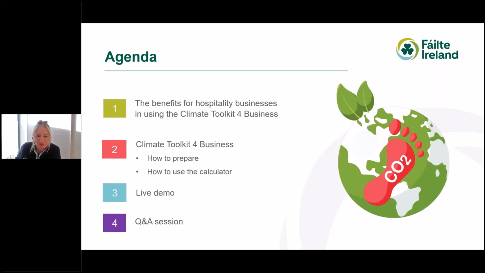So basically, the lads from EarthCheck are going to take us through the benefits for hospitality businesses in using the carbon calculator, otherwise known as the Climate Toolkit for Business. So we will refer to it as the carbon calculator. We will take you through how to prepare for it, which I think is a really important part of this, and then how to use the calculator and what it gives you at the end, which is your action plan. So today is a live demo about how that calculator works and what's in that action plan.